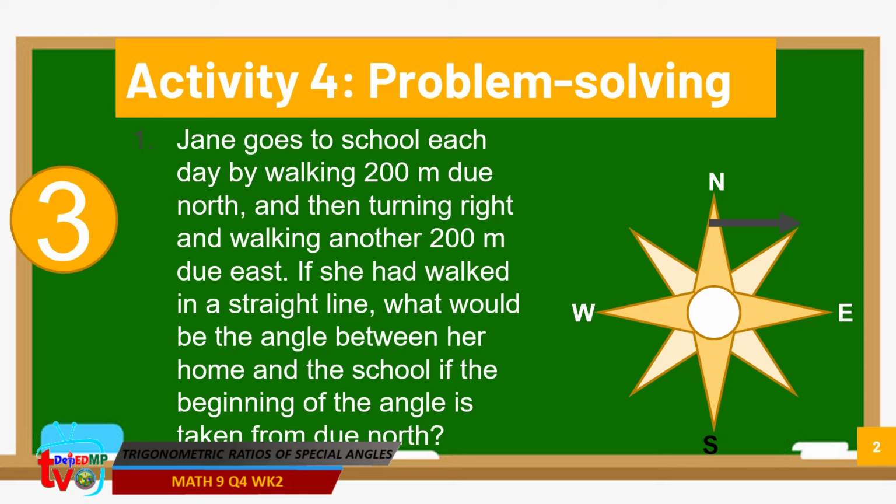First problem. Jane goes to school each day by walking 200 meters due north, and then turning right and walking another 200 meters due east. If she had walked in a straight line, what would be the angle between her home and the school if the beginning of the angle is taken from due north? You are given 3 seconds to do this.